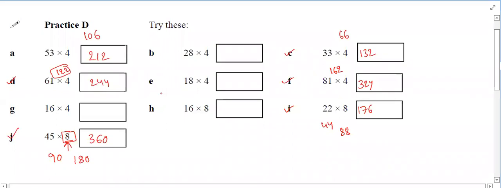And then Shravani, your question is H. 16 plus 16 is 32. 32 double is 64. And 64 double is 128. Correct.